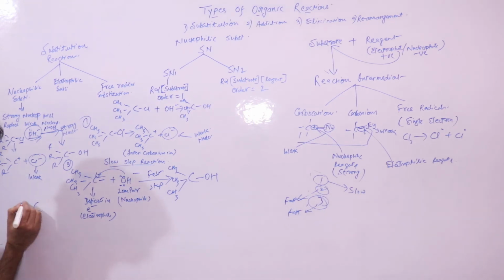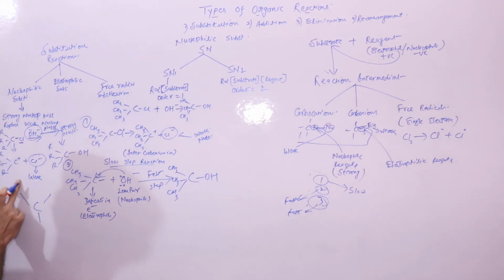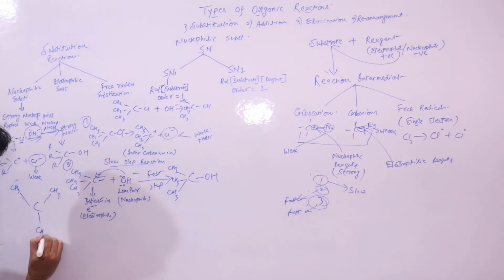Now since this is a planar molecule, let's say it is like this. This is a planar molecule, right? And a planar molecule can be attacked from any side. Yeah, so a planar molecule would be attacked from any side, and it is basically a tertiary halide.